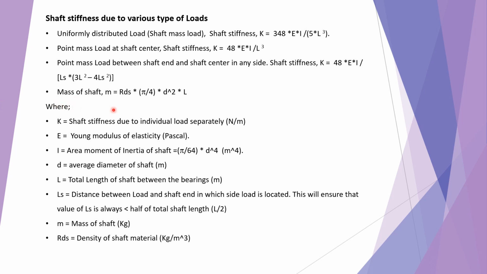Mass of shaft M is equal to ρ_S into π by 4 d_S² into L, where K is the shaft stiffness, E is the Young's modulus of elasticity, I is the area moment of inertia, π by 4 d⁴, small d is the average diameter of the shaft, L is the length of the shaft, L_S is the distance between the load and the shaft end, M is the mass of the shaft, and ρ_S is the density of the shaft material.